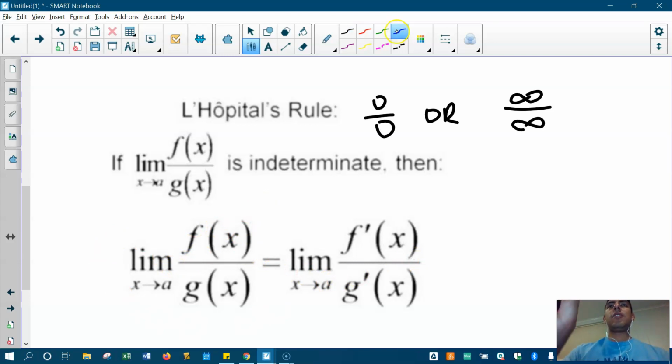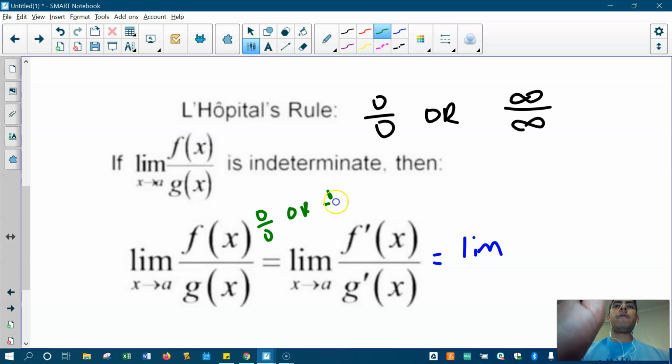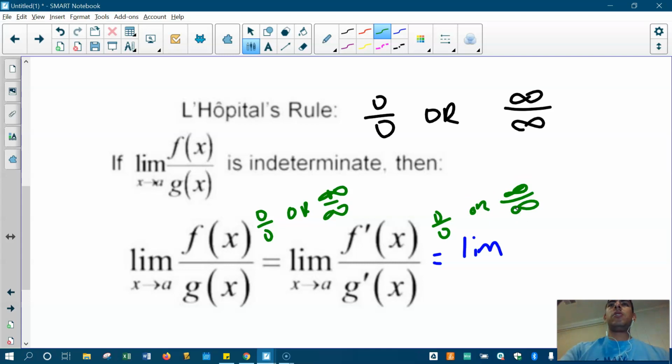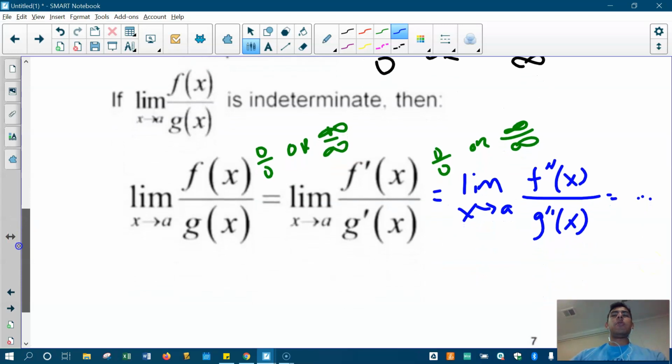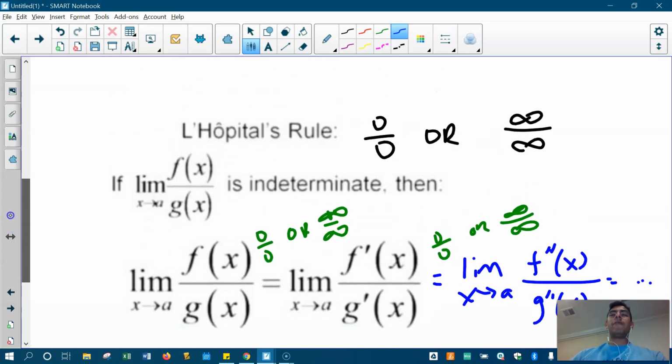Now, Ms. Schwartz did not tell you a very important fact, which is also true. If, let's say, you get 0 over 0 or infinity over infinity here, and let's say you also got 0 over 0 again, or infinity over infinity here, what you can do is actually take successive derivatives each time. And until you actually get something that you want, you can go as far as you want with these derivatives. I'll show you an example of that on the following examples.